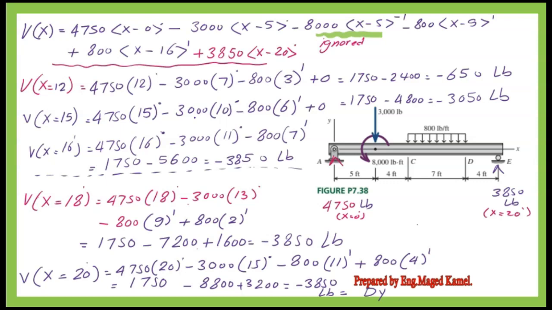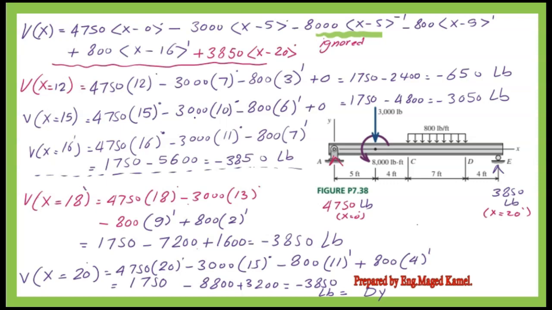We have completed four places from x equal to 12 feet to x equal to 16. We start from 16 to 20. We take one point at x equal to 18 feet. We have 4,750 by 1, minus 3,000 multiplied by 1, minus 800 multiplied by 9 raised to the power of 1, plus 800. This term will start to work: 800 multiplied by 2 raised to the power of 1. So we have V of x at 18 equals minus 3,850 pounds.